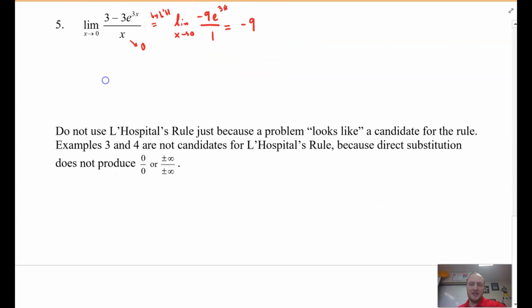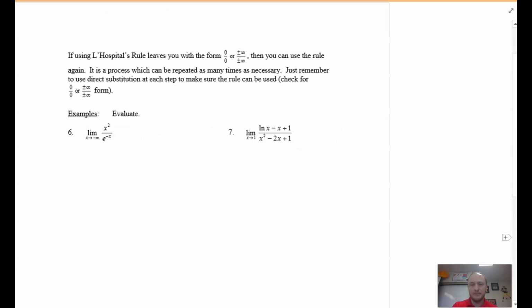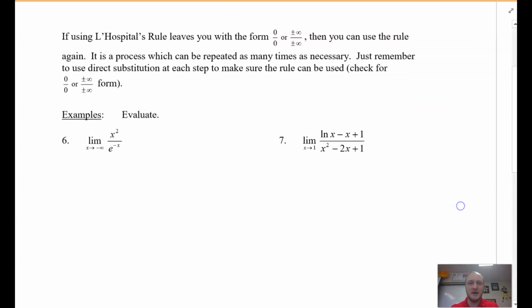And then here's just a disclaimer. Kind of like a watch out. Do not use L'Hopital's rule just because a problem looks like a candidate for L'Hopital's rule. Examples 3 and 4, they are not, right? Direct substitution didn't give us our indeterminate form, so don't always just assume, okay? You know what assuming does.